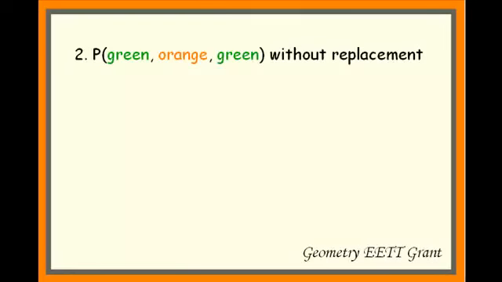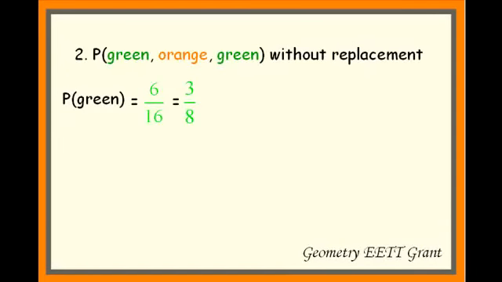This time we want to get a green, then an orange, then a green, but we are not going to replace the chip inside the bin. So realize we'll have 16 the first time, then 1 less for the orange, 1 less even still for the next green. So how many green chips do we have? Well, we have 6 of them. So 6 out of 16, well, that reduces. That is the same thing as 3/8.